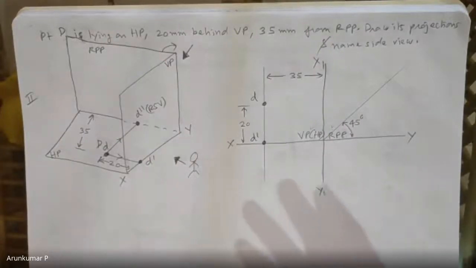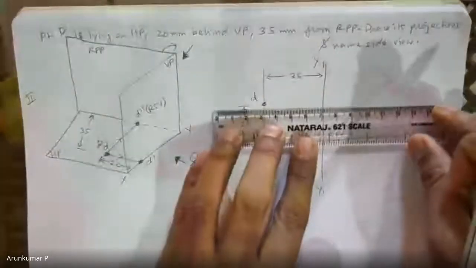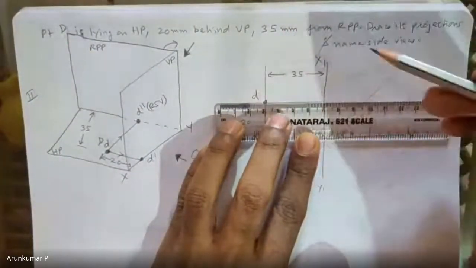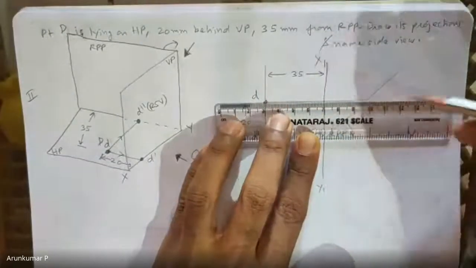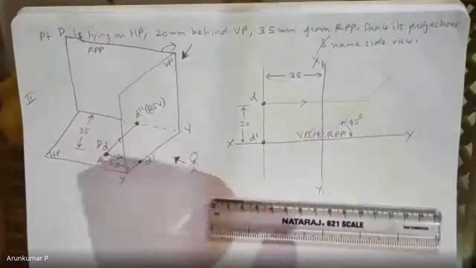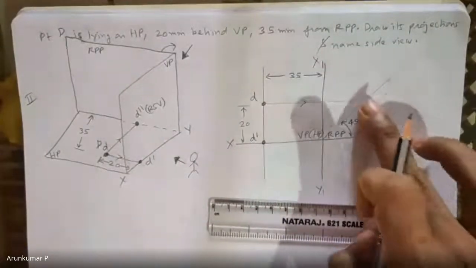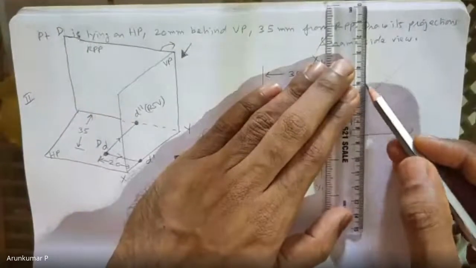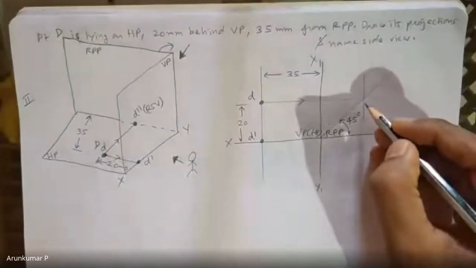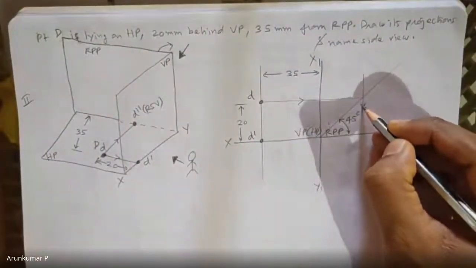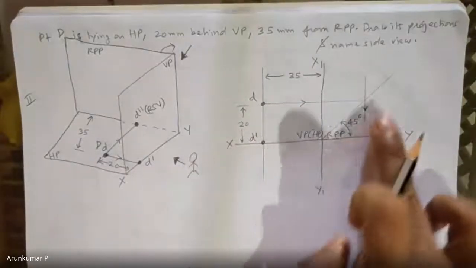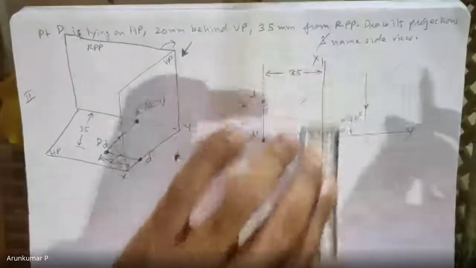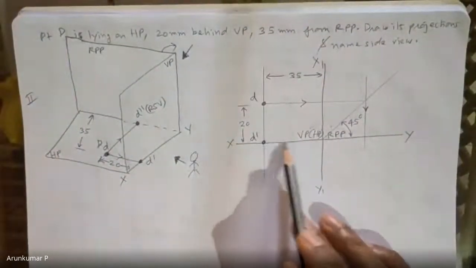So use our rules. First project the top view onto the median line. Wherever it intersects, you have to take it up or down depending on where the front view is. So in this case, we have to take it down below because the front view is below. So take it down and make it intersect with the projector of the front view.